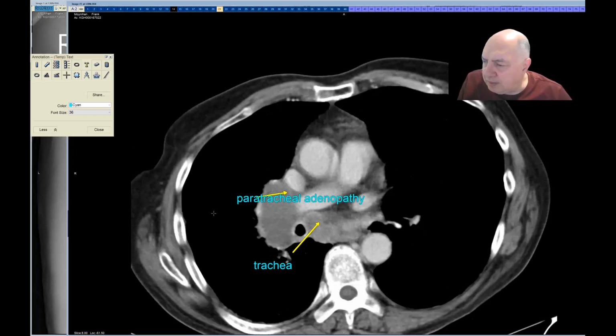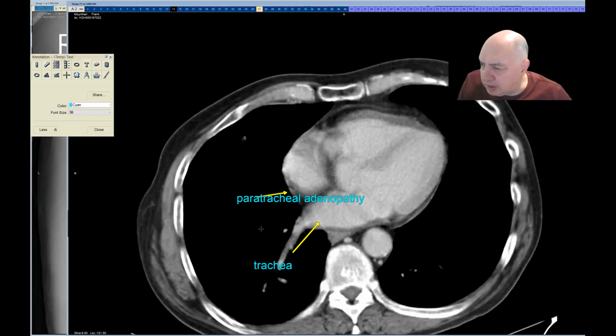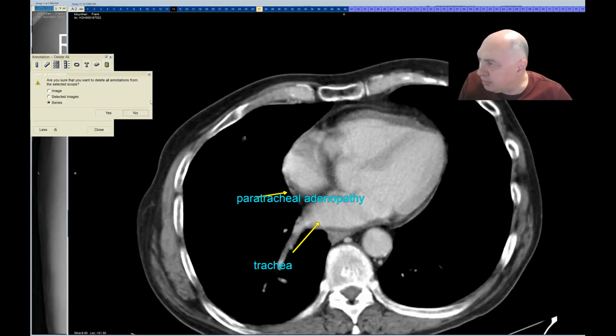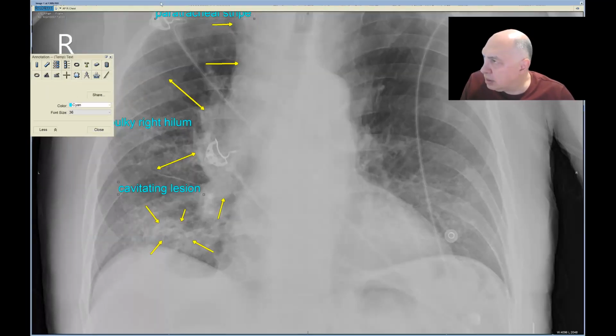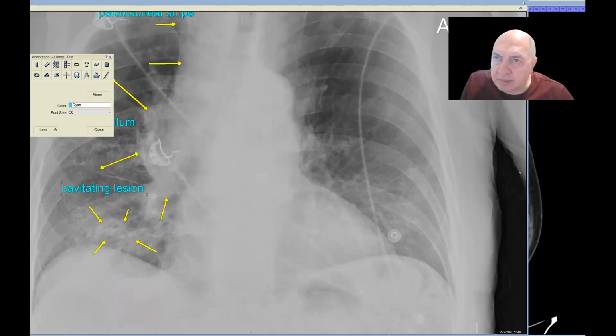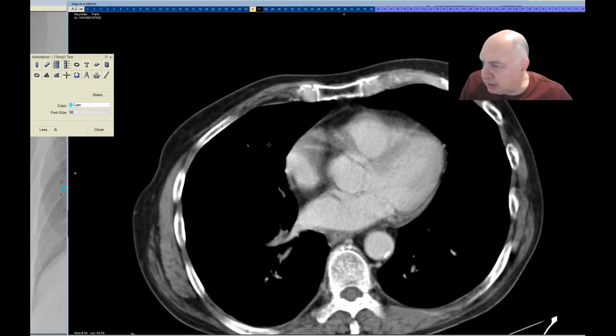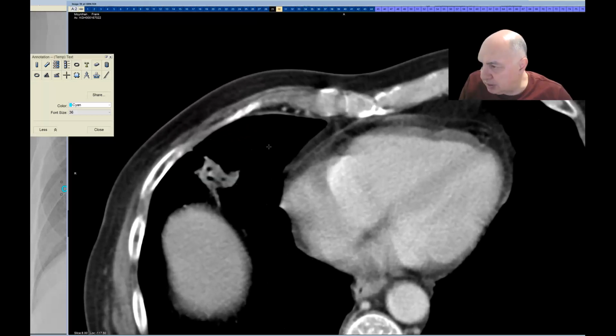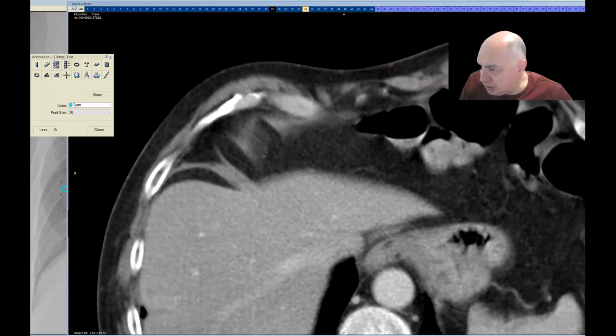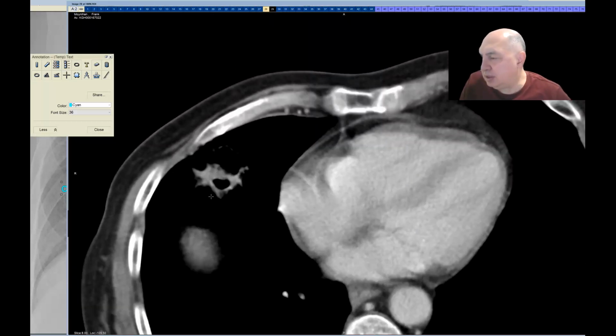And if we go to this hilar adenopathy, we go further down. We can now also look at the cavitating mass that we saw previously, and it's not a huge mass, but it's definitely suspicious as a primary tumor.